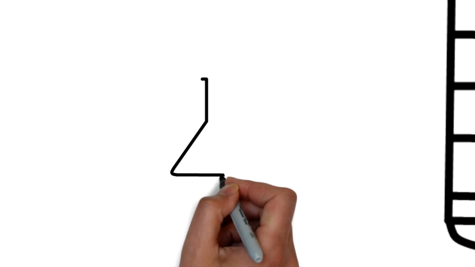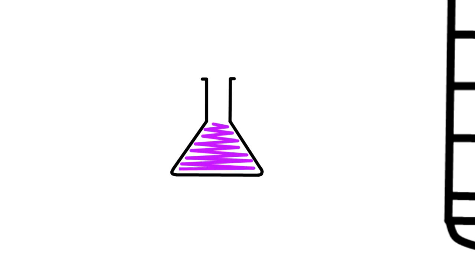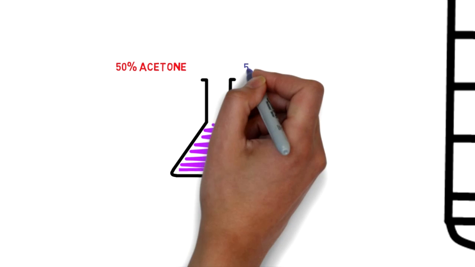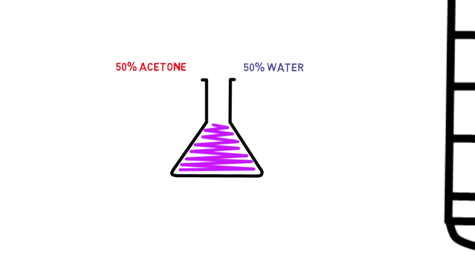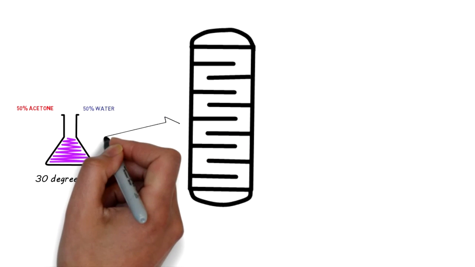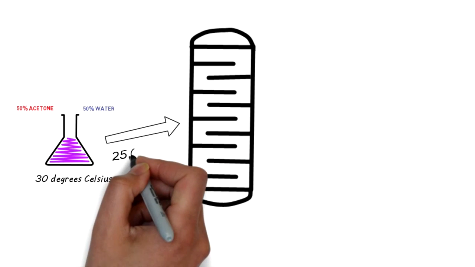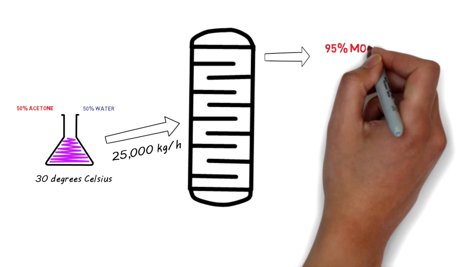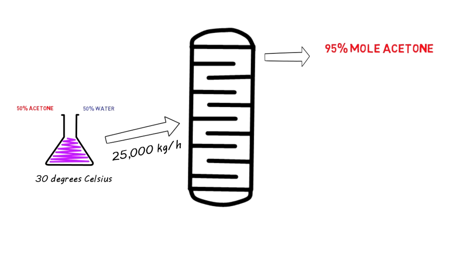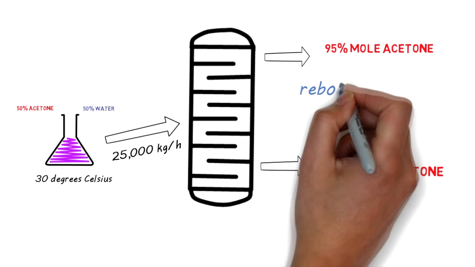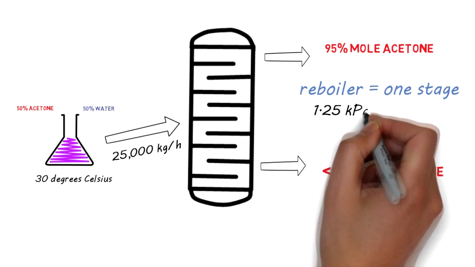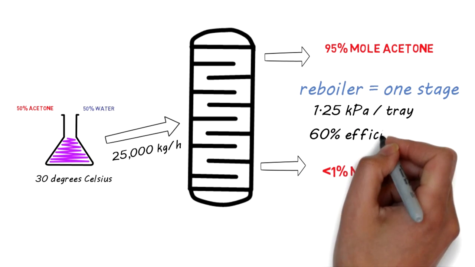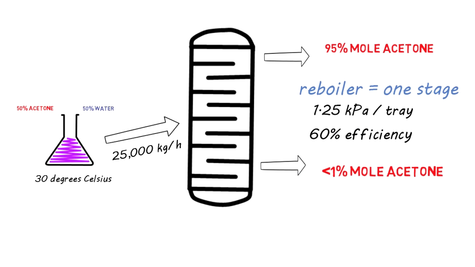Our task is to design a continuous distillation column to recover acetone from a 50% mole acetone and 50% water mixture, available at 30 degrees Celsius. The feed rate is equivalent to 25,000 kilograms per hour. The top product should contain at least 95% mole acetone, while the bottom product should contain less than 1% acetone by mole. We will consider the reboiler as equivalent to 1 stage. This is operated at 1.25 kilopascals per tray. 60% efficiency will be assumed.